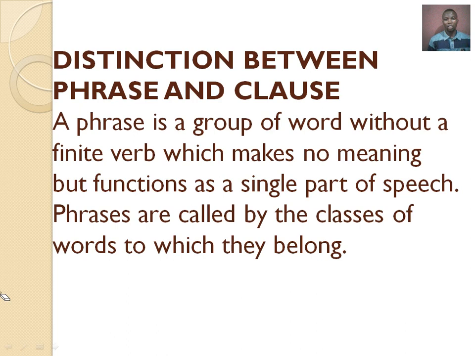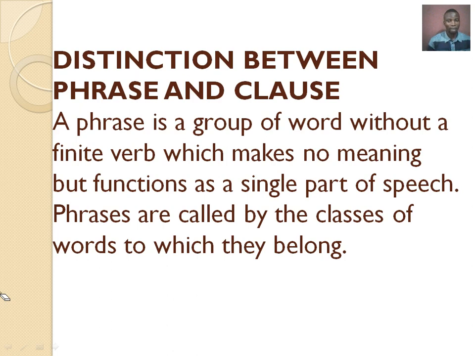A phrase is a group of words without a finite verb. A group of words that makes no meaning. A group of words that functions as a single part of speech. The key word to understand in the definition of a phrase is that it lacks a finite verb. You may ask me, what is this finite verb? A finite verb is a verb that can change its form to indicate number, person, tense, or time of event.